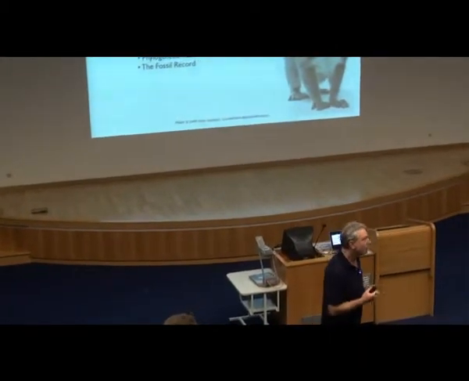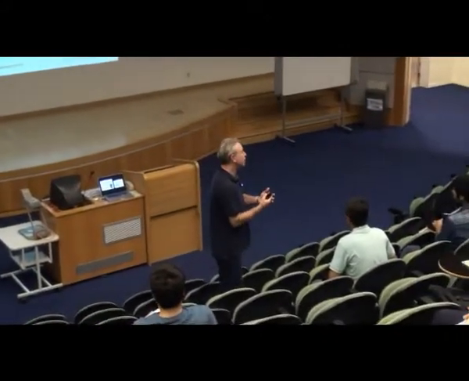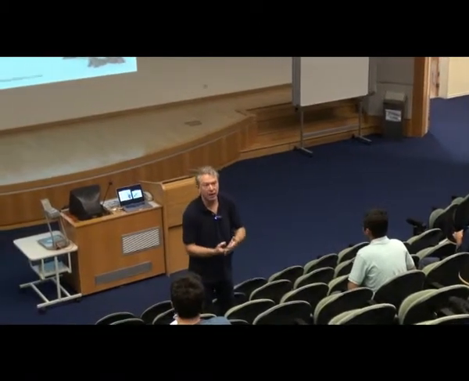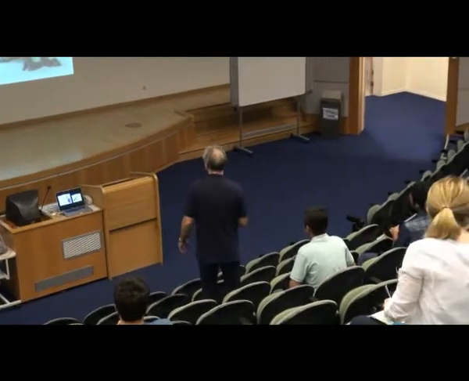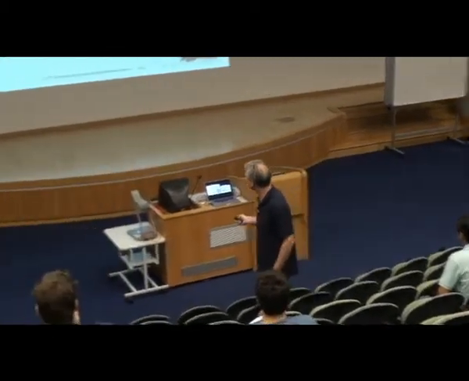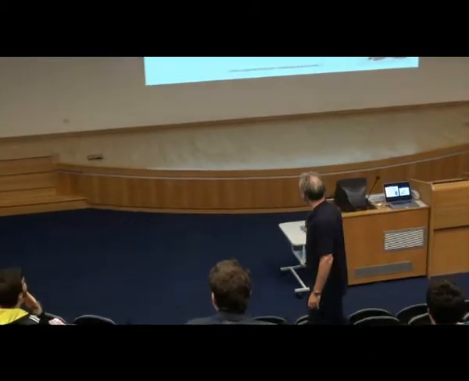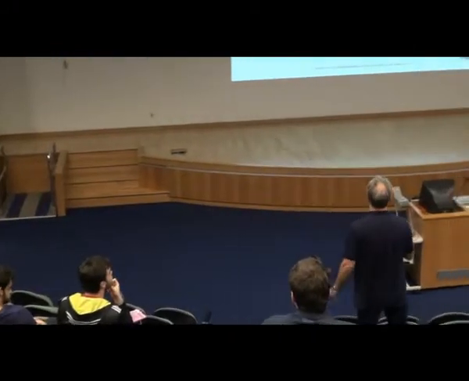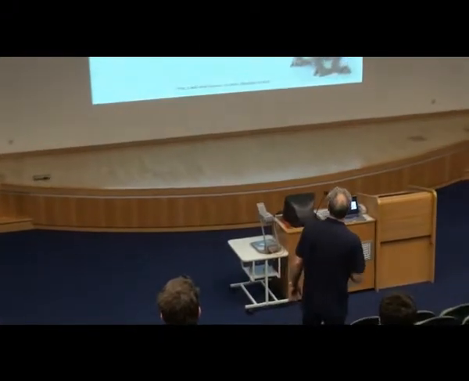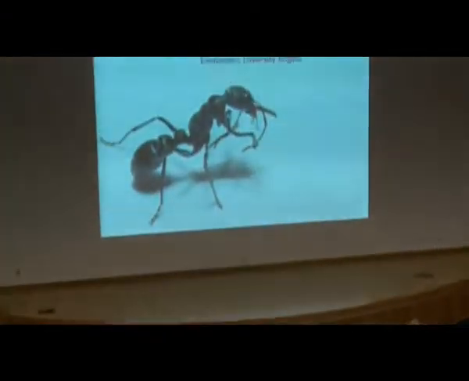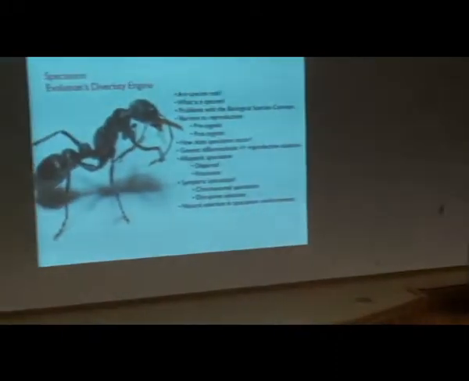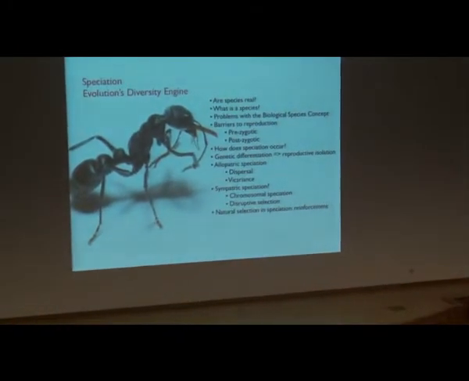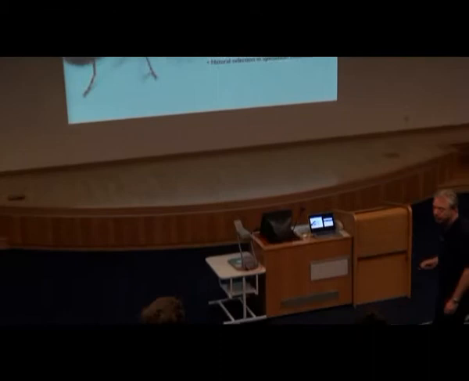As I said on Monday, evolution happened in the past. The origin of life was 3.5 billion years ago. Okay? So we have to have tools in which to explore what happened in the past. And we have 2 particular tools. One is phylogenetic reconstruction, which we talked about a little bit on Monday, and the other is the fossil record. But to start with, let's talk about speciation, which I'm calling evolution's diversity engine. This is what I'm going to be talking about. And I'll come back to this slide repeatedly, okay, so you know where I am.